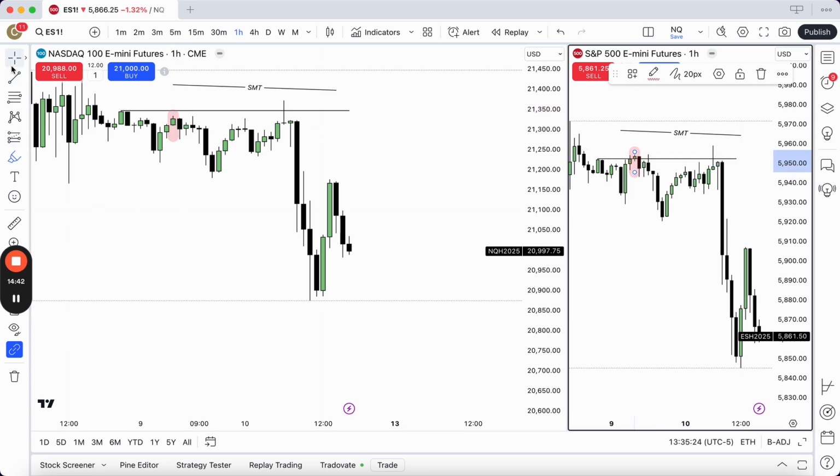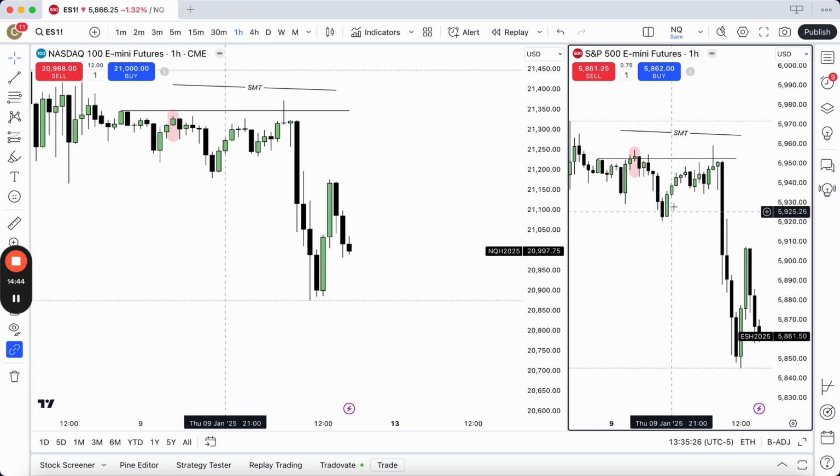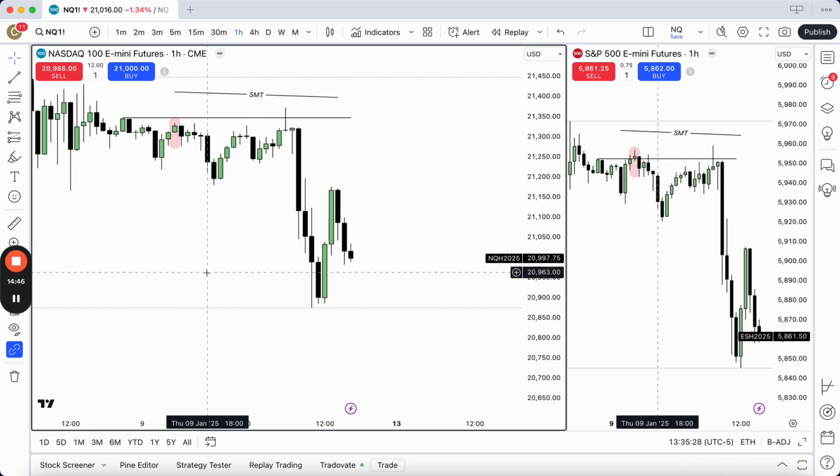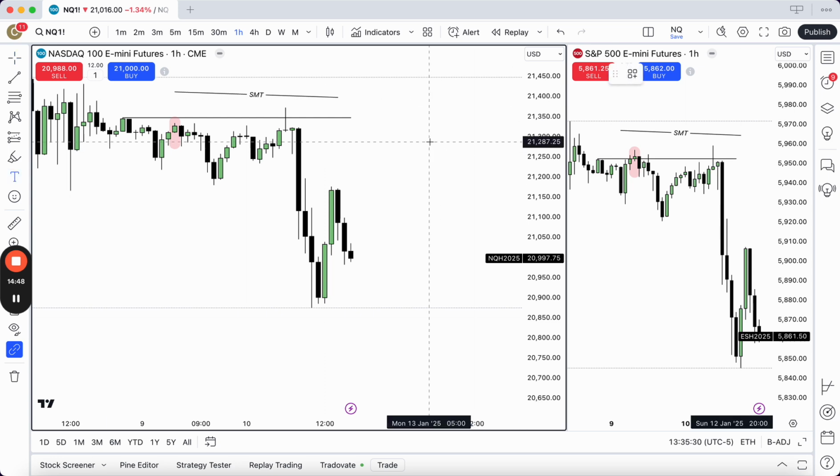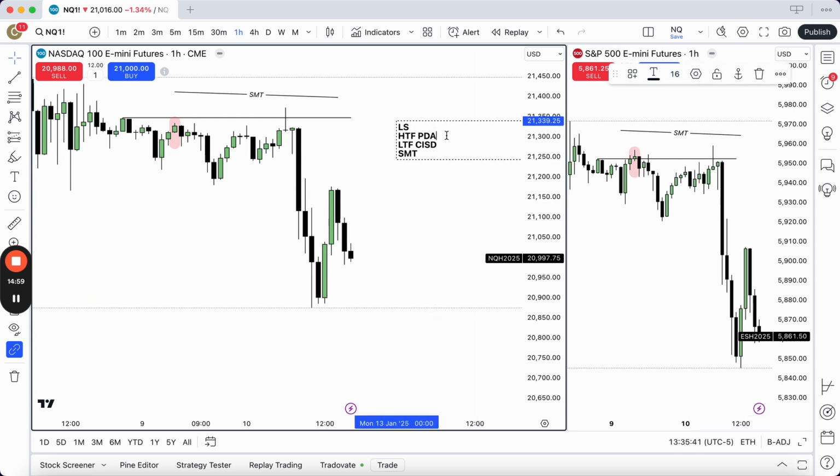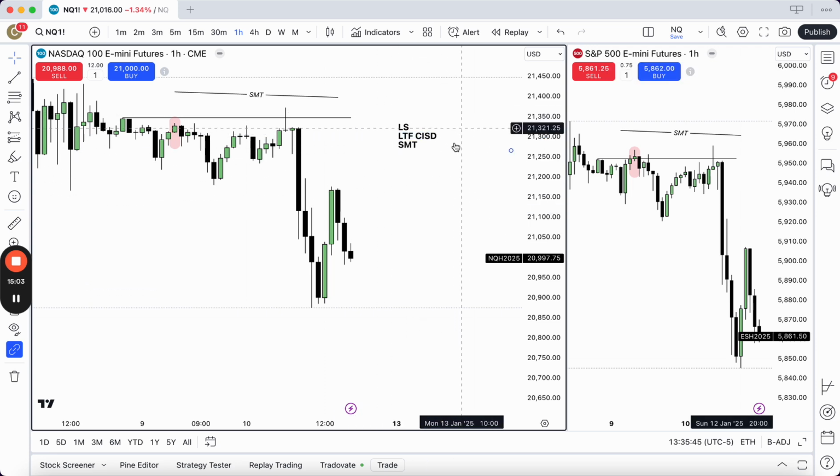Right? You see on ES, price swept it, NQ it didn't. Okay? Now, if you've been following me, you know my entry model is liquidity sweep, higher time frame PD array, lower time frame change in state, and SMT. So I'm just showing you how to trade liquidity here. I'm not using the PD array. So this is what it would be: liquidity sweep, lower time frame change in state of delivery, SMT.